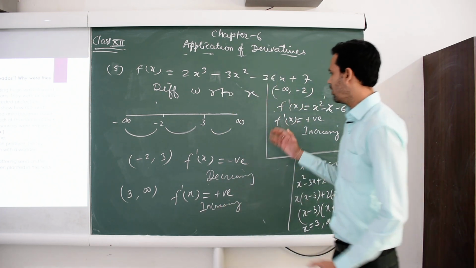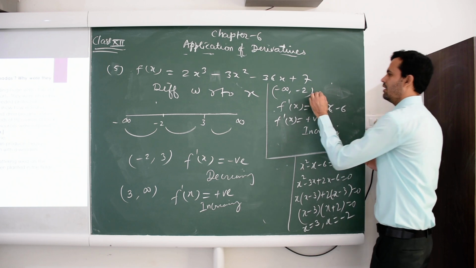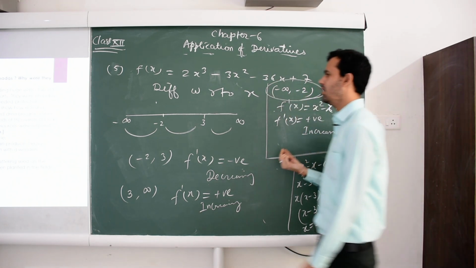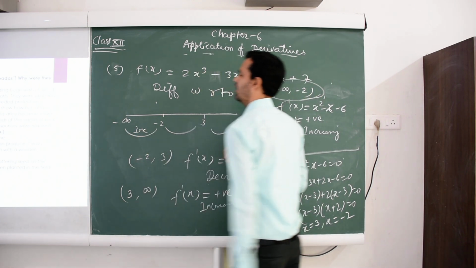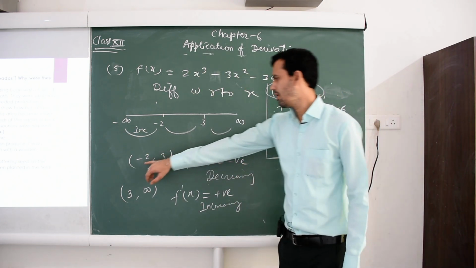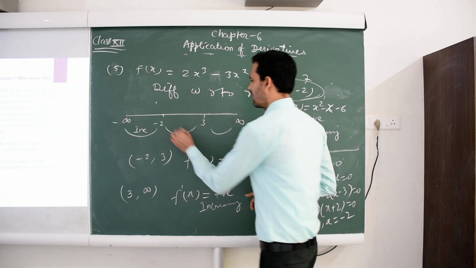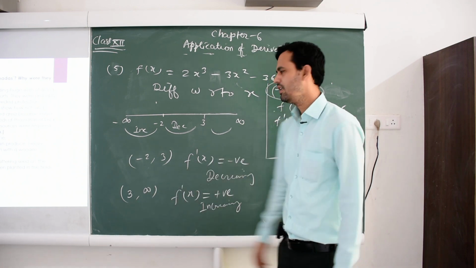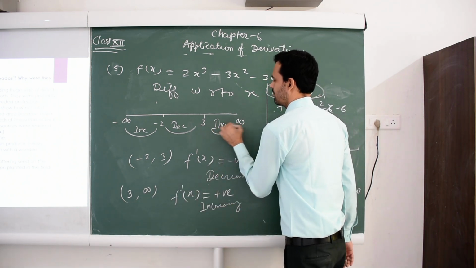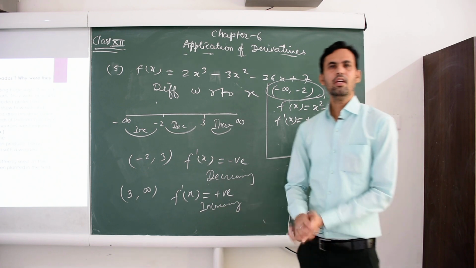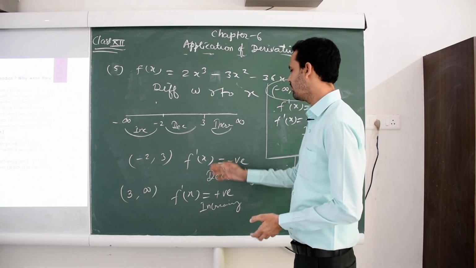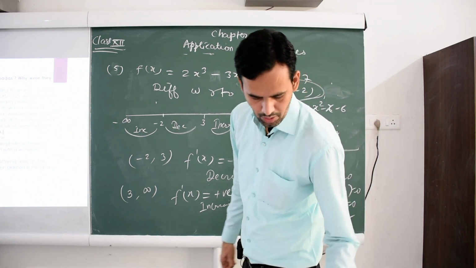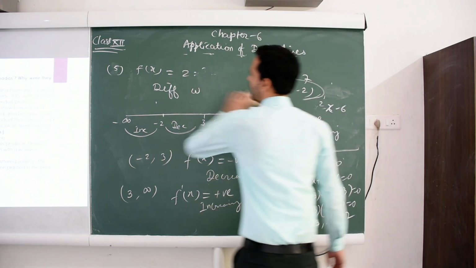Okay, so what do we get? We get that in the interval minus infinity to minus 2, the function is increasing, and in between minus 2 and 3 the function is decreasing, and in between 3 to infinity the function is again increasing. Okay, so these are the three intervals and the values of f'(x) in these three intervals, increasing or decreasing. Now next question, question number 7.